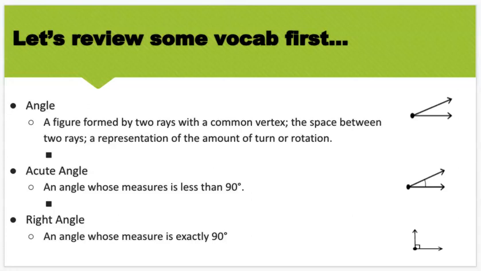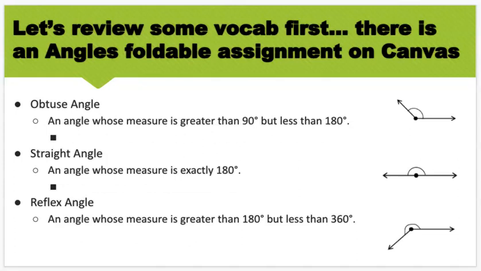Then we could talk specific angles. Acute angles are an angle whose measure is less than 90 degrees. A right angle is a measure whose exactly 90 degrees. An obtuse angle is an angle whose measure is greater than 90 degrees, but less than 180 degrees. A straight angle is an angle whose measure is exactly 180 degrees. And then a reflex angle is an angle whose measure is greater than 180 degrees, but less than 360 degrees.